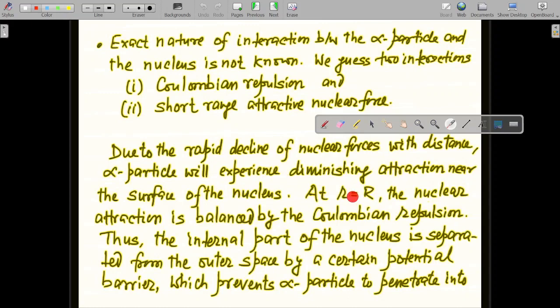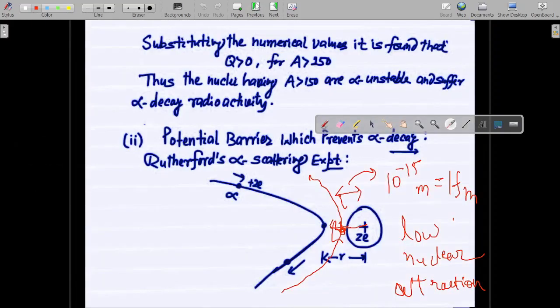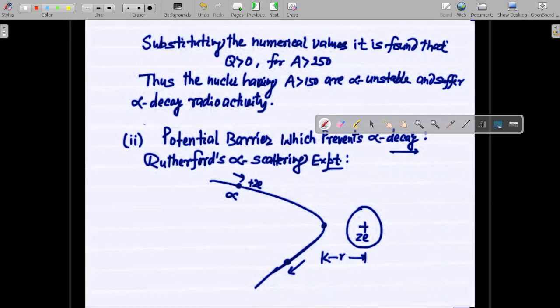At r equal to R, the nuclear attraction is balanced by Coulombian repulsion. This is your distance r, but this capital R is the radius of the nucleus. So when the alpha particle approaches the surface of the nucleus, the value of small r will be equal to capital R. At this particular point, the Coulombian repulsion is equal to the nuclear attraction. So it is balanced.